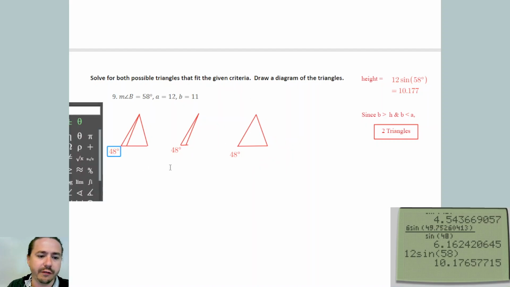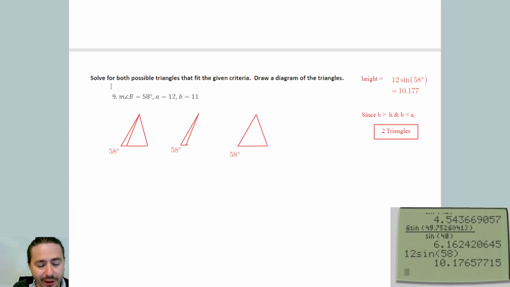Okay, so this angle measure is going to be 58, and this is going to be B. Usually we label that A, but it's all kind of arbitrary which one's which, but we want to label that bottom left corner with whatever the given angle is, which means that B is going to be the one that's opposite. So it's either going to be this one or this one over here. So that is the opposite side in both cases. Now the adjacent side, which is going to be this A, is going to be 12. So 12 goes here, and it's going to be this side length in both cases.